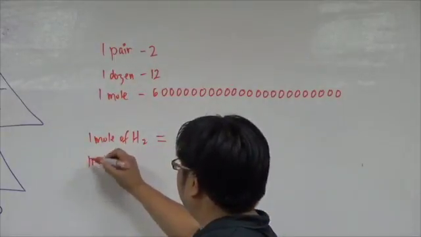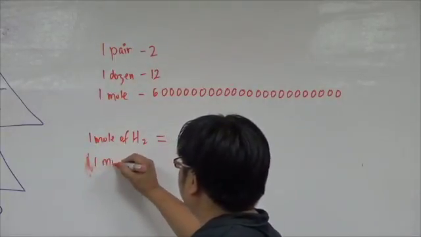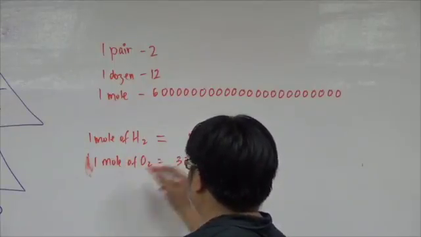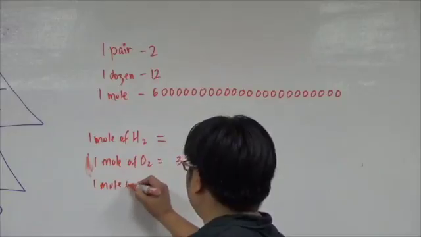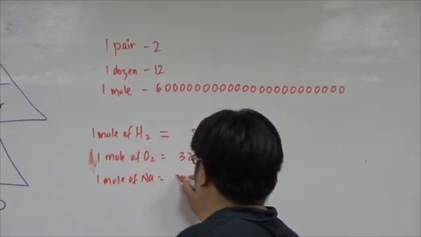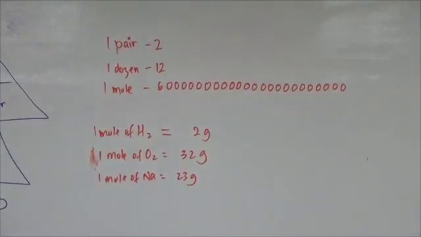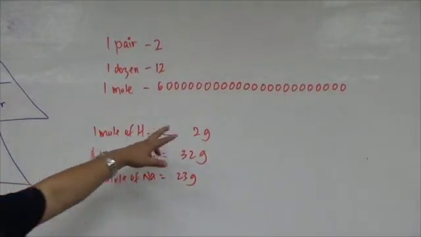1 mole of oxygen gas is 32 grams. 1 mole of sodium equals 23 grams. Can you actually check in your periodic table what's so special about all these numbers?